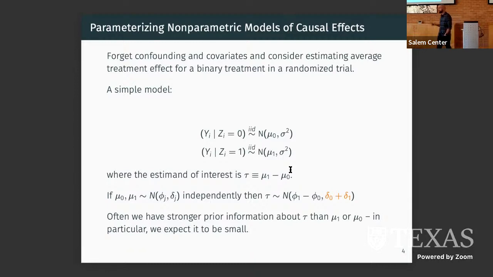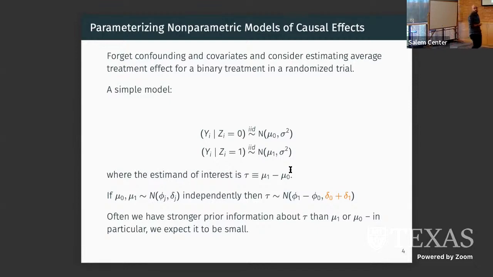Okay, easy peasy. So if we just decide to write down our priors in this way, if we decide to write down independent priors for mu0 and mu1, say they come from some normal distributions with mean phi 1 or 0, and then delta 1 or 0 for the variance, what does that mean for the prior distribution on the thing that we care about? Which again, remember, it's just this tau, the difference in averages between treatment and control. Well, since those priors are independent, what it means is that our induced prior on tau is going to be normal with mean phi 1 minus phi 0, and variance delta 0 plus delta 1.